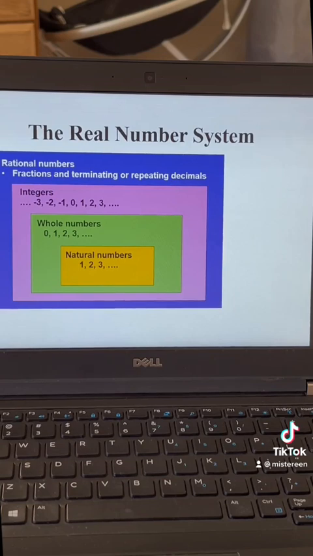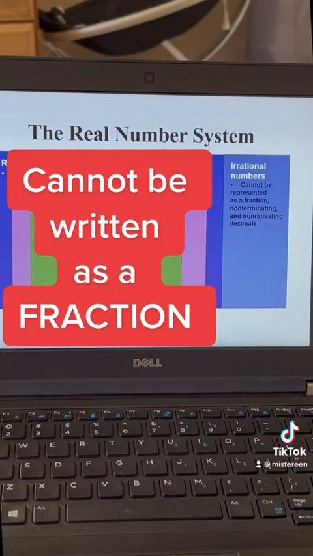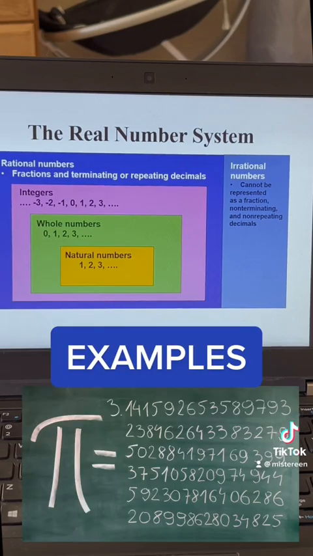Now, some numbers cannot be written in a fraction form. And these numbers, we will collectively call them the set of irrational numbers. These are numbers that cannot be written in a fraction form. Or if they're decimal, they should be non-terminating and non-repeating decimals. For example, we have this pi. Pi is a non-terminating and non-repeating decimal. So it cannot be expressed in a fraction. So it's an irrational number.